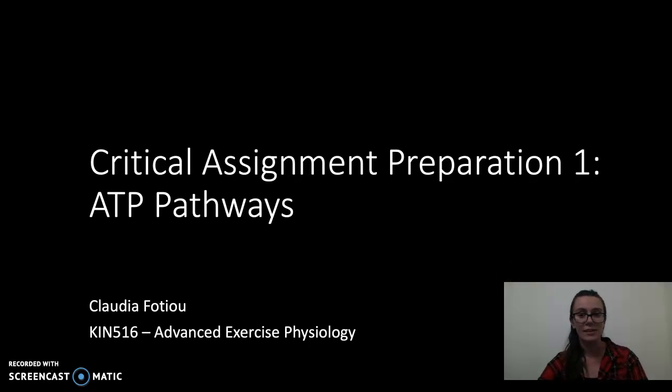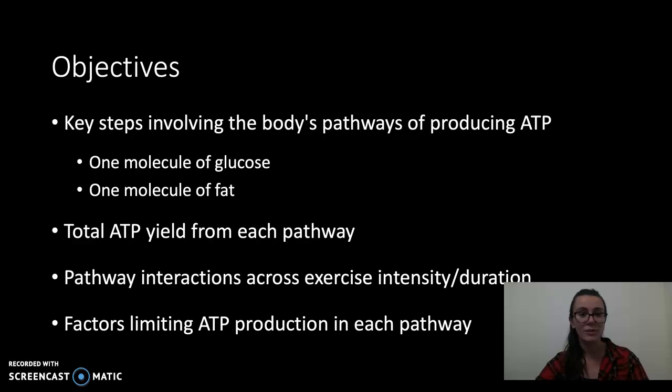Physiology. The objectives of this presentation are going to include the key steps involving the body's pathways of producing ATP. The molecules that we'll use are going to be glucose and then one molecule of fat, and we'll discuss their various pathways when we're utilizing those substrates. We'll additionally discuss the total ATP yield from each pathway, followed by pathway interactions across varied exercise intensity and/or durations. And lastly, we'll discuss factors limiting ATP production within each pathway discussed.